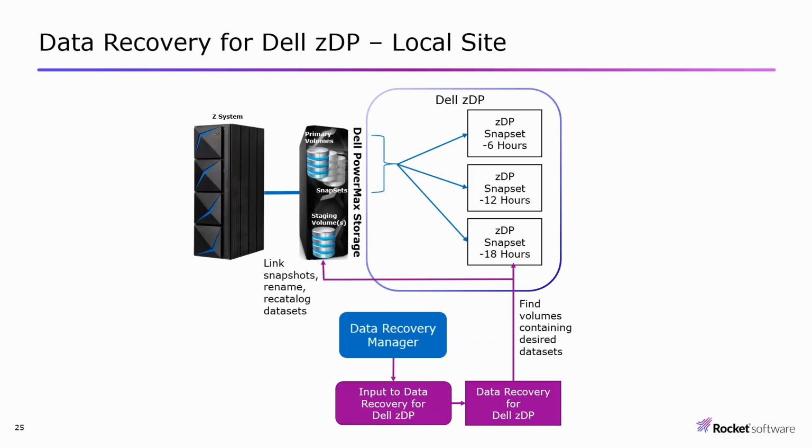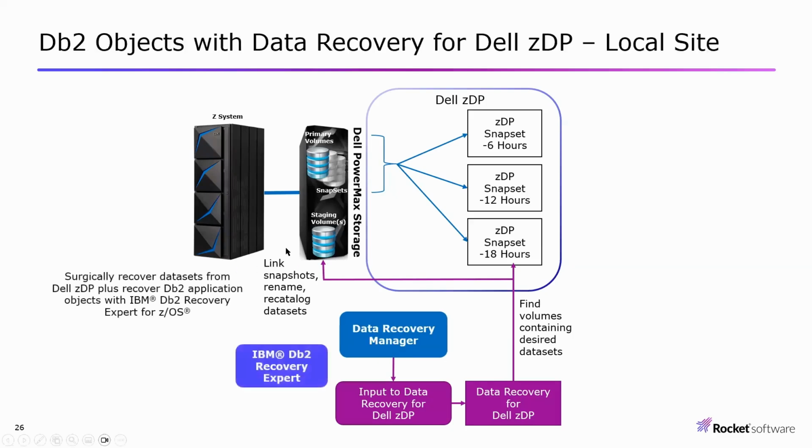Are you cataloging them using the same name as they were originally? Probably not. You want to rename them, either change the high-level qualifier or something, so that you can have them side by side: your recovered data set along with the one that was damaged, and if it was deleted, well, it's gone. But you want to make sure you don't just overlay them right away. So then you have access to those recovered data sets, and you can do what you need to do with them.